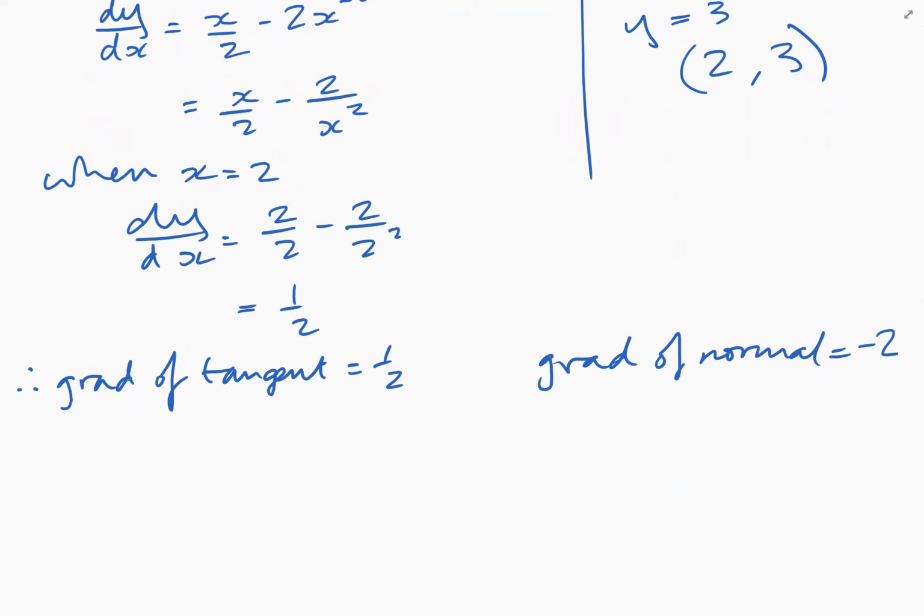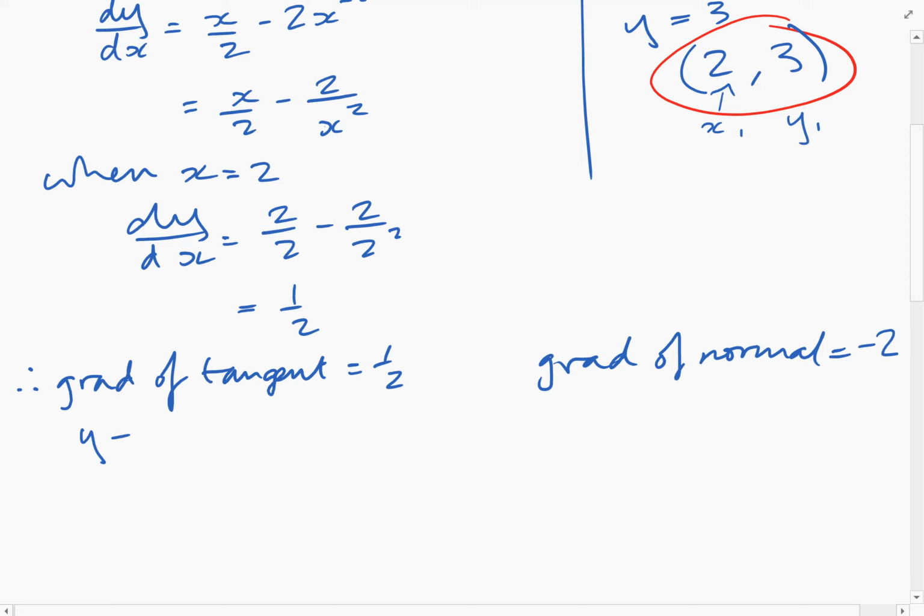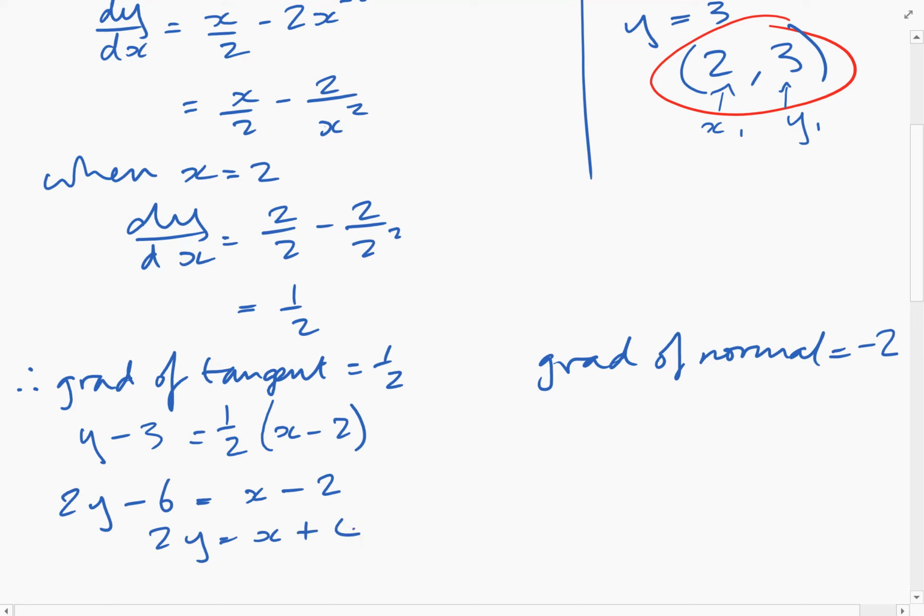So let's now find the equation of the tangent and the normal. Remember, we know the curve goes through that point there. So if we use y minus y1 equals m times x minus x1, this is going to be y1 and this is going to be x1 over here. So we've got y minus 3 equals a half x minus 2, and multiply by 2 gives this. And so let's get y on its own. 2y is going to be x plus 4. So y is going to be a half x plus 2.